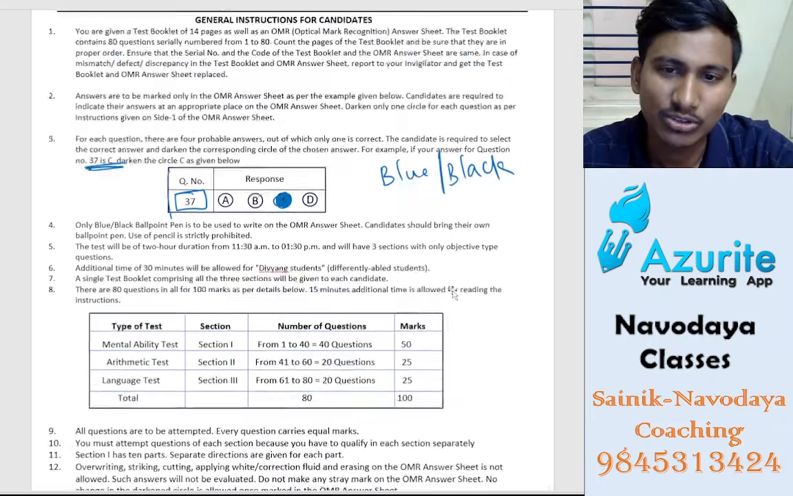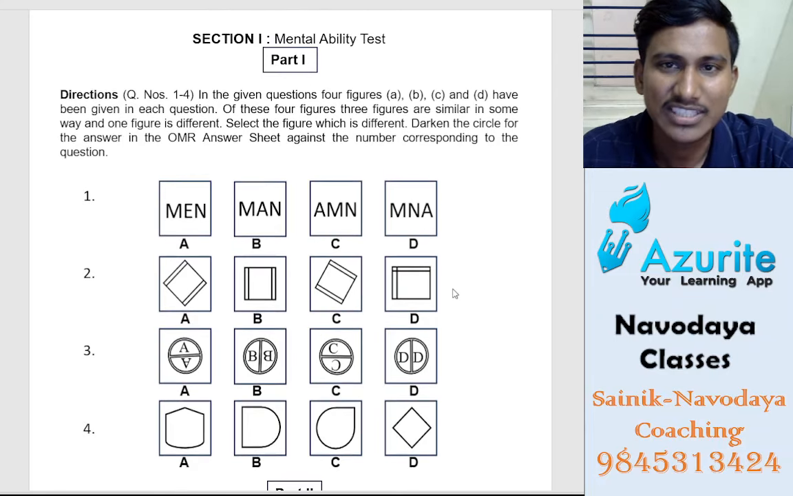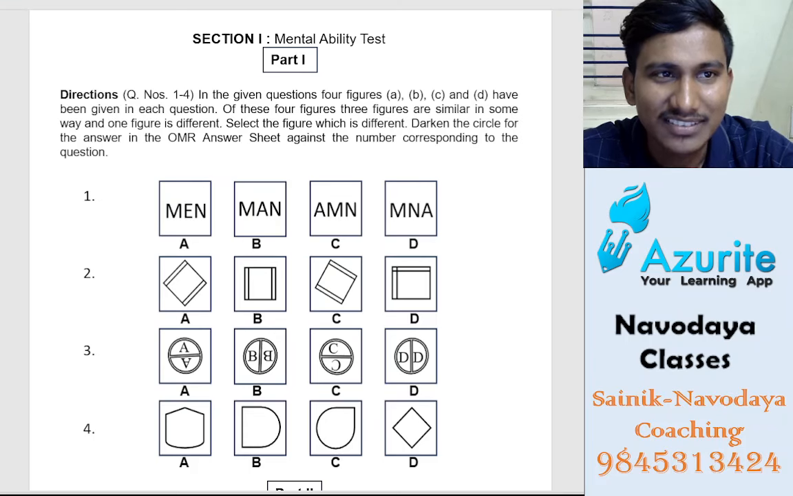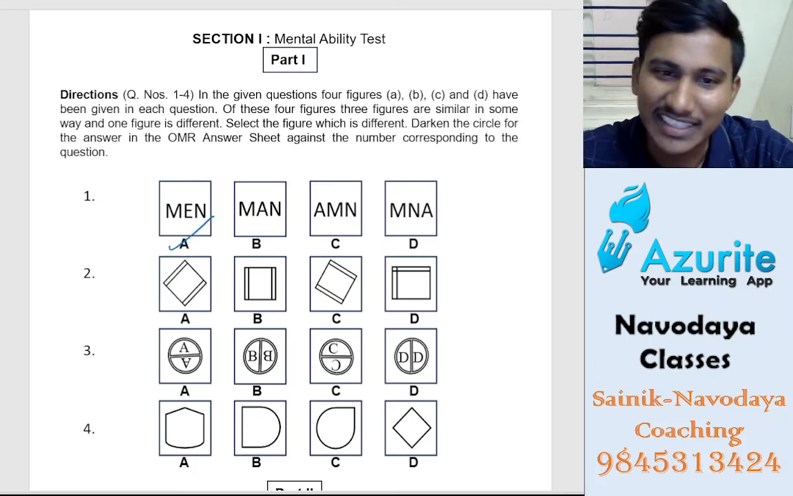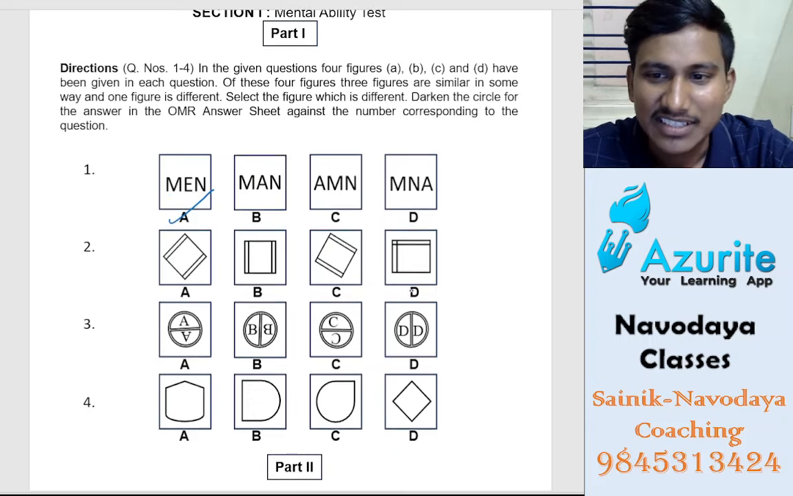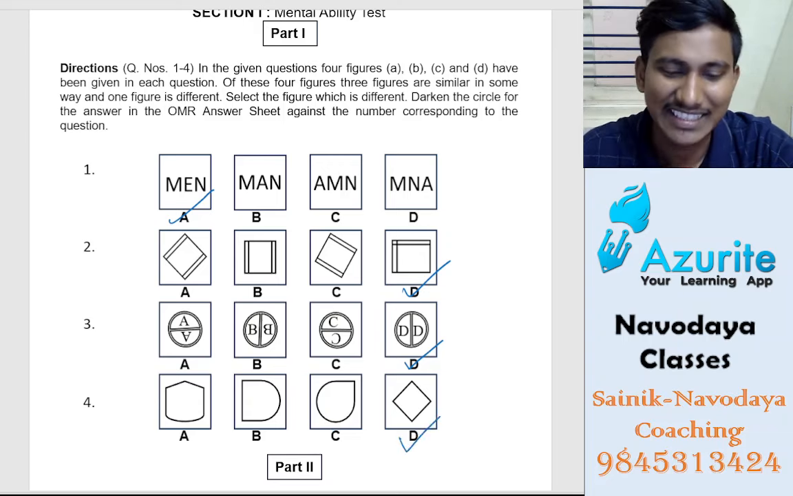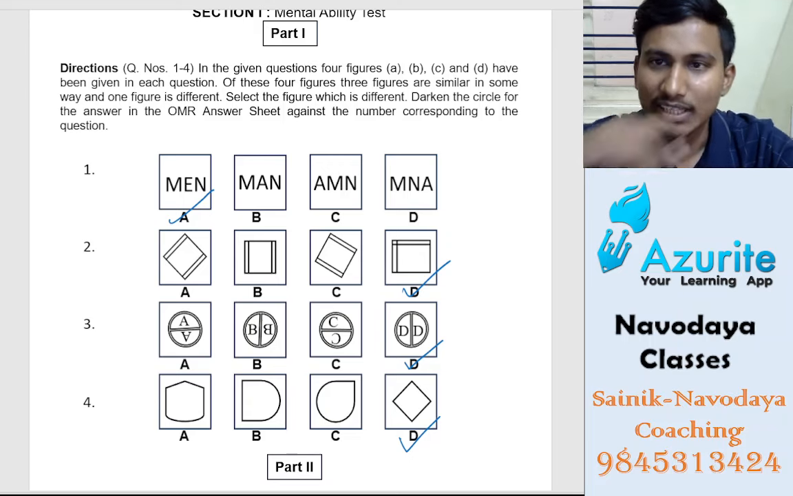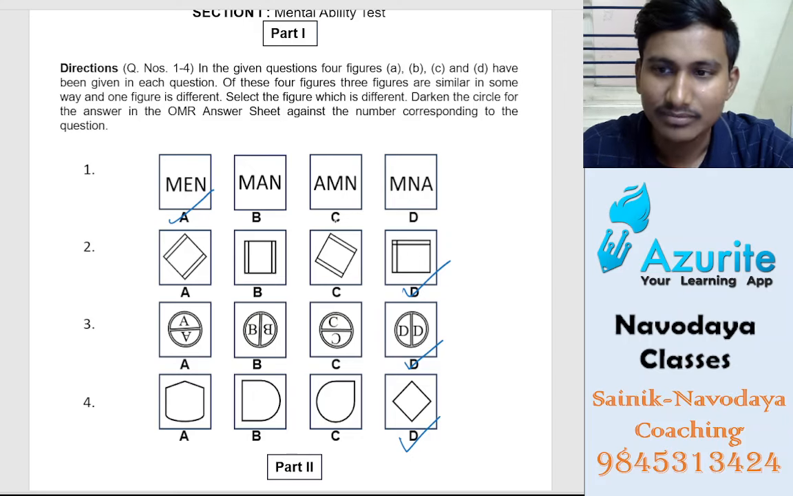Okay, so should we solve the question paper? So this is odd one out. What is the first answer? Yes, option A. Second one is option D. Third one is D. Fourth one is D. So here we already know that it is option D.